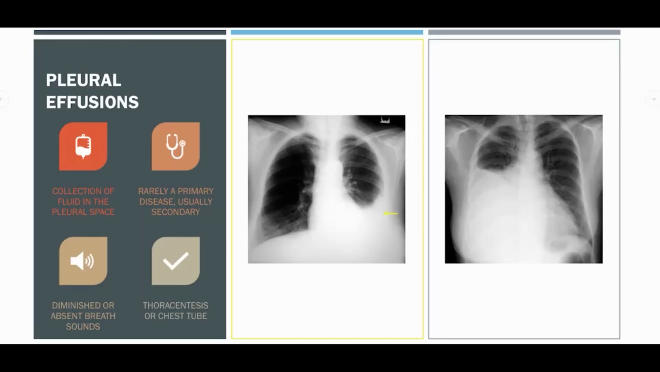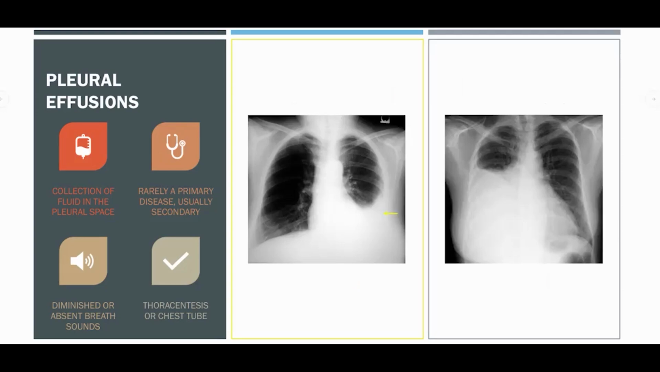Pleural effusions. These are collections of fluid in that pleural space. So again, there's like 10 to 15, or maybe that's not the right amount, there's a small amount of milliliters of fluid in between the pleura. That's just there because, again, fluid allows frictionless movement. But if fluid builds up in that space, that's called a pleural effusion.